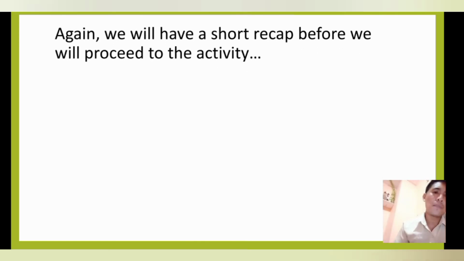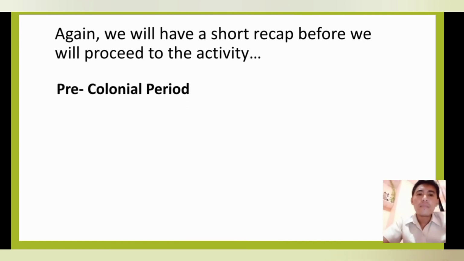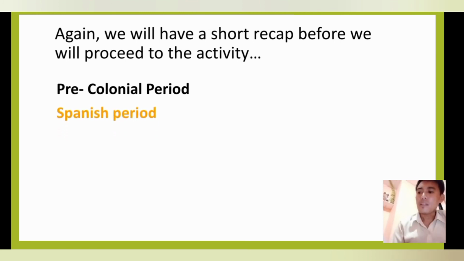Okay, before we proceed to the activity, we will have a short recap. Pre-colonial period. The evolution of Philippine literature depended on the influences of colonization and the spirit of the age. The first Filipino alphabet, called Alibata, was replaced by the Roman alphabet. The Spanish period. They were able to manipulate literature by monopolizing it under the religious orders. Literature revolved mainly on the themes of Spanish, European culture, and of course, the Roman Catholic religion.